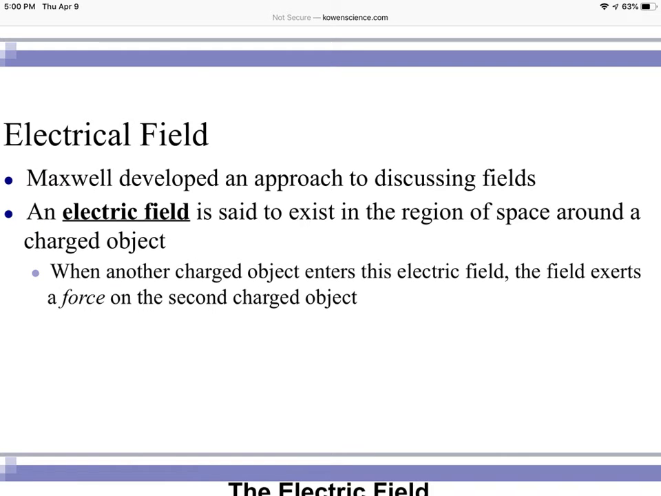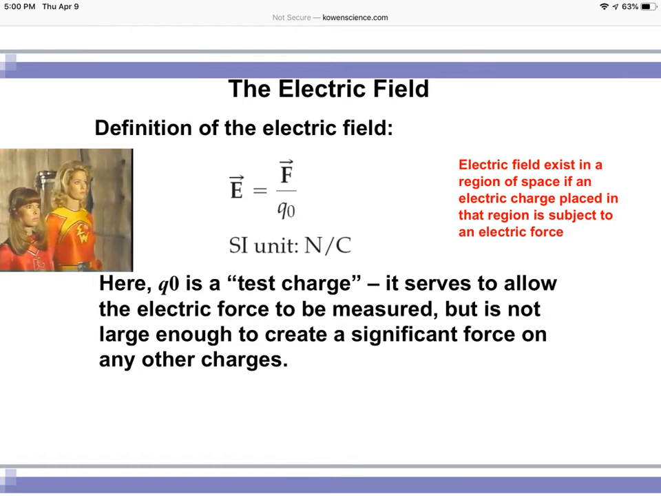An electrical field exists in a region of space around a charged object. So when another charged object enters this electrical field, the field will exert a force on that second charged object. The definition of electrical field: it exists in a region of space if an electrical charge placed in that region is subject to an electrical force. The units are newtons over coulombs. When we look at that equation, Q0 is the test charge, and it allows the electrical force to be measured. The E is the electrical field, the F is the force.